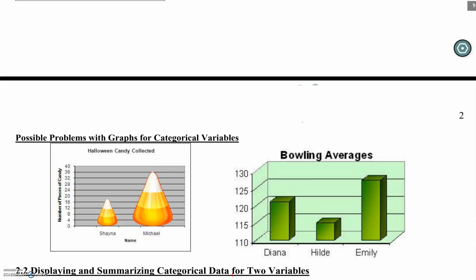But if we actually dive into what the numbers are here, it looks like the number of pieces that Michael got is 36, and the number of pieces that Shayna got is about 18. It's only a difference of 2, right? It's only twice as much. So what's the big problem? The big problem is that if these were bars, it would be very obvious that Michael got roughly twice as much candy compared to Shayna. But since they use this crazy candy corn, the candy corn looks more than twice as big, and it is more than twice as big. This violates the area principle.